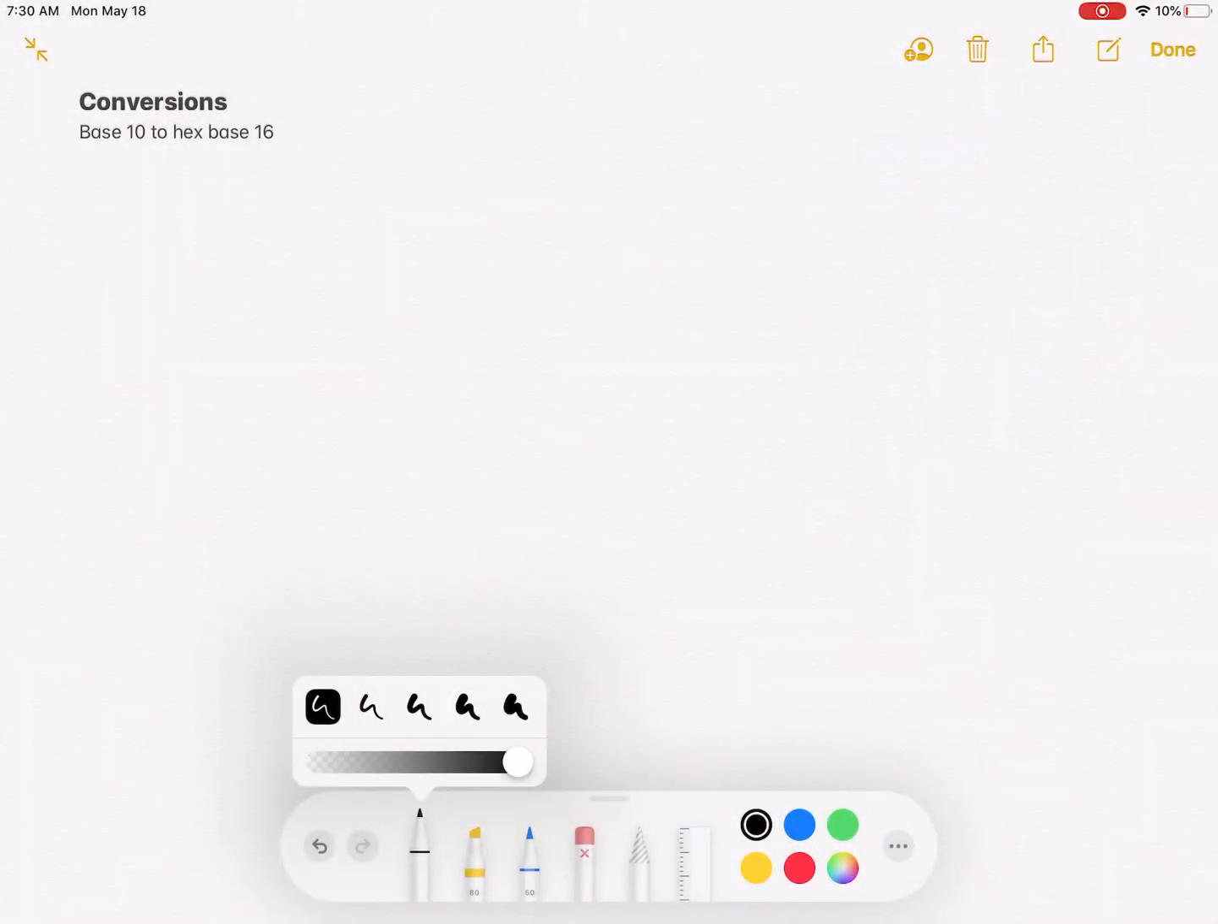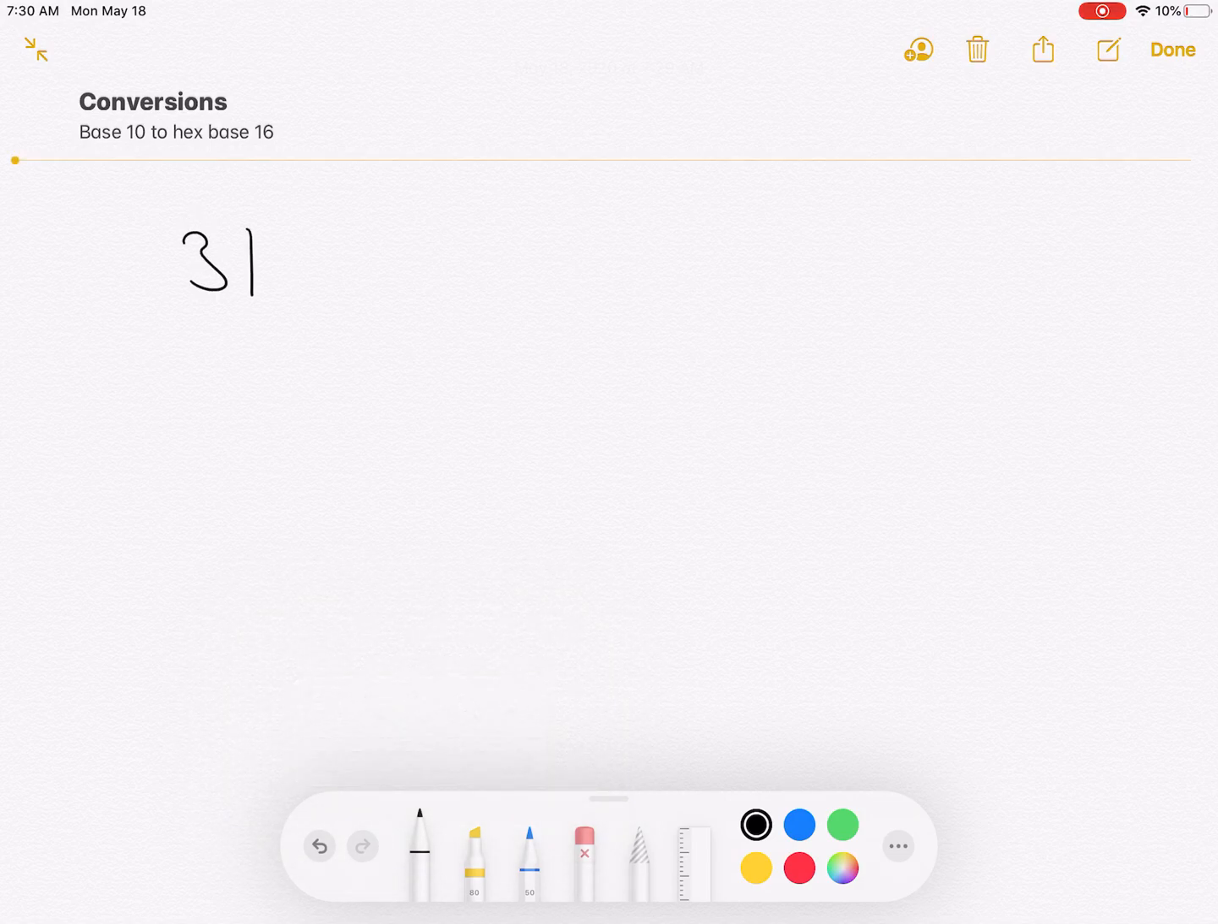So in this video, we want to talk about some base 10 to base 16 conversions. So let's start off here. I would like to convert 31 base 10 to hex, or base 16. So here's what I do.